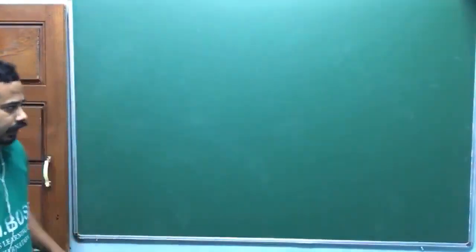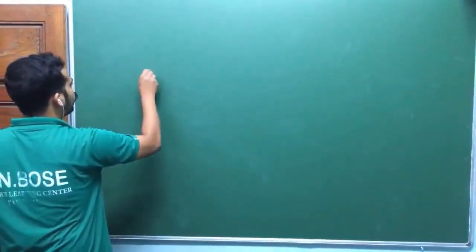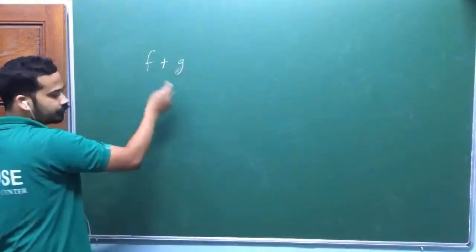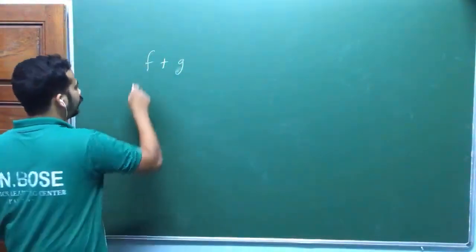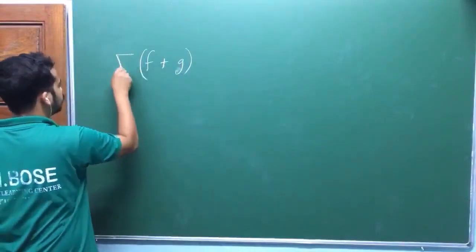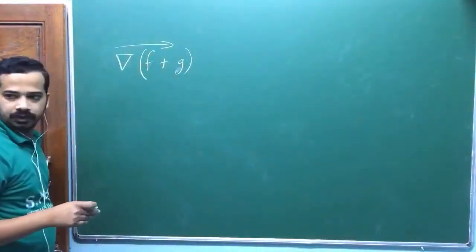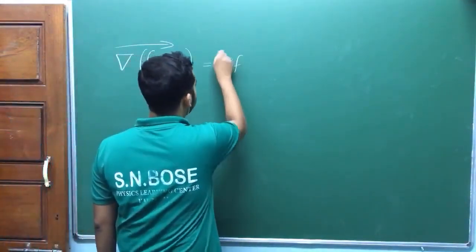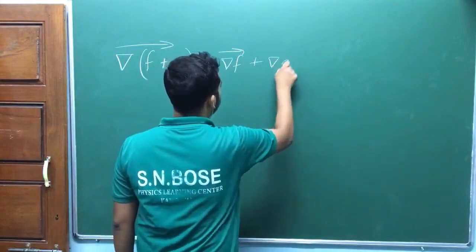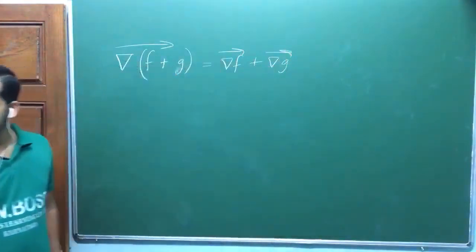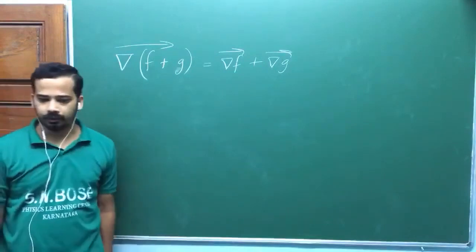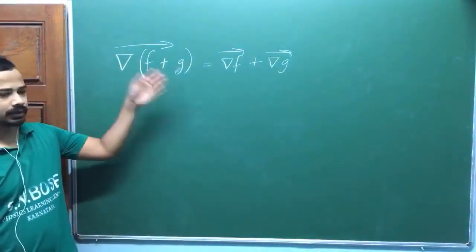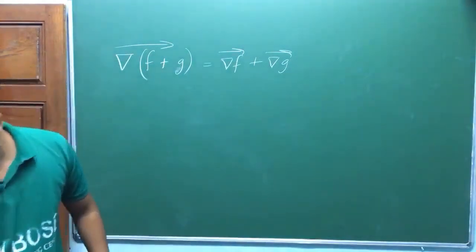So one of the simple rules that I can quote: if you have two scalar fields, f and g, you have the addition of those two scalar fields, and if you take the gradient of that, that's equal to gradient of f plus gradient of g, isn't it? I hope you can deal with this kind of rules. This seems to be very obvious, because it's a derivative operator, so it will follow. We can call it a linearity property.